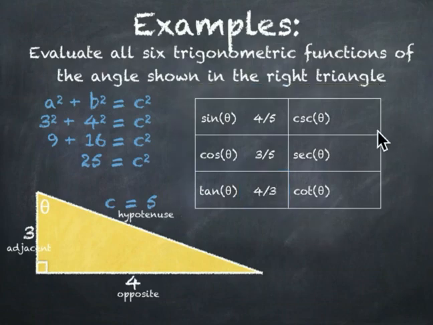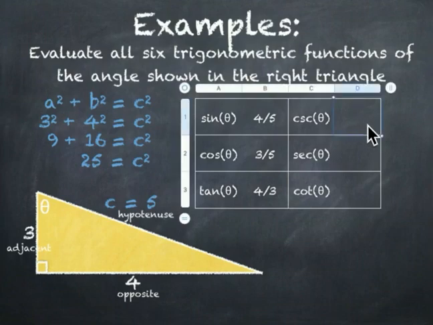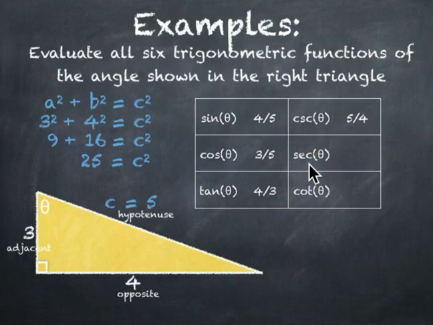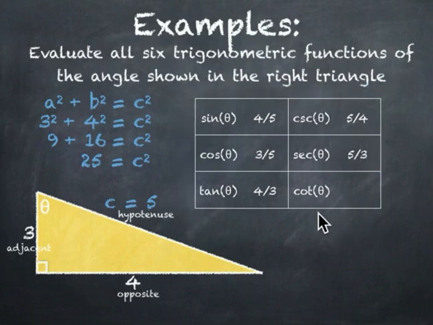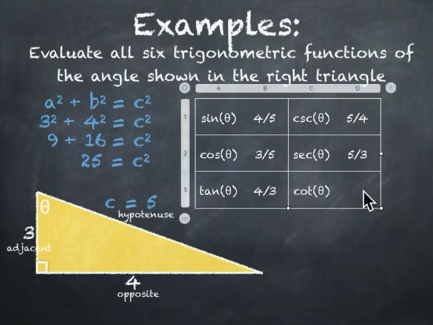The other trig functions, I would suggest that you memorize them as specifically the reciprocals. So cosecant, memorize that that is sine's reciprocal. And so knowing sine, all we have to do is flip that and write it as 5/4. And that's cosecant. Secant's reciprocal is cosine. And so if we know that cosine is 3/5, we know that secant must be 5/3. And cotangent and tangent are reciprocals. So if we know tangent is 4/3, we know that cotangent must be 3/4.